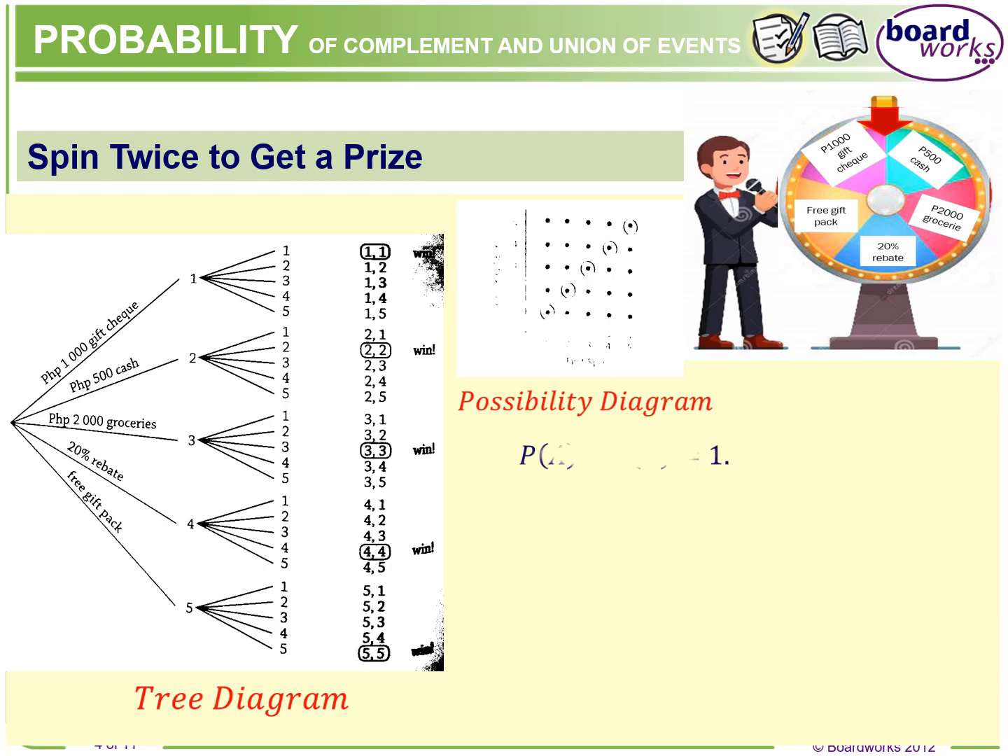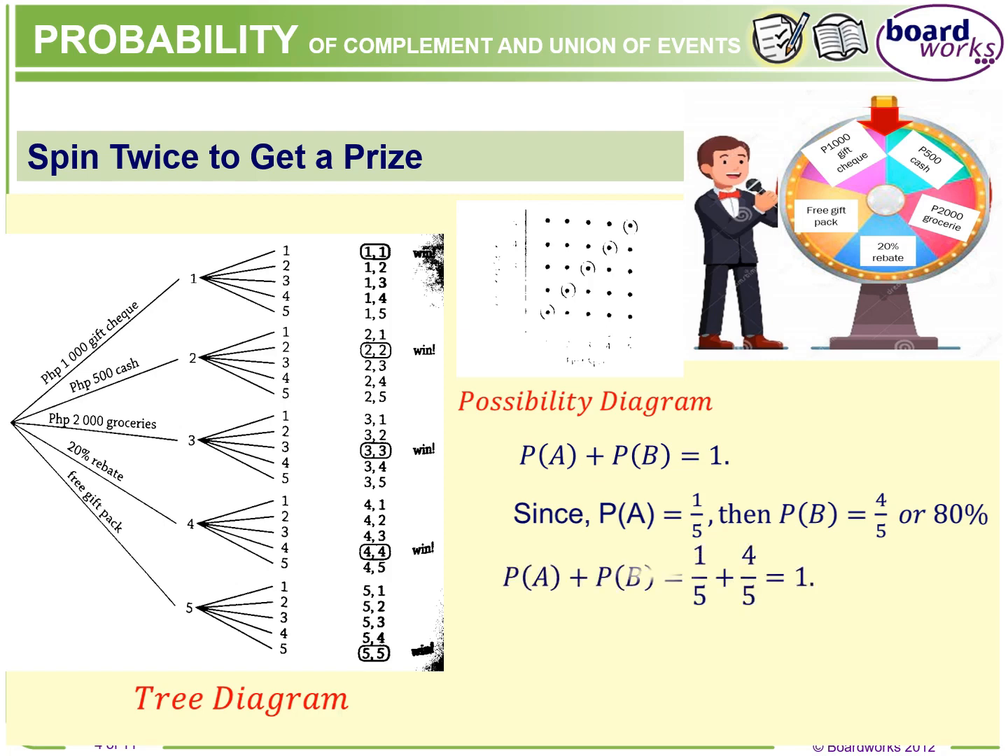Thus, the probability of A plus the probability of B is equal to 1. Since probability of A is equal to 1/5, then probability of B is equal to 4/5, because when you add 1/5 plus 4/5, that is equal to 1, or that is equal to 80%. So the probability of A plus the probability of B equals 1/5 plus 4/5, which is equal to 1.